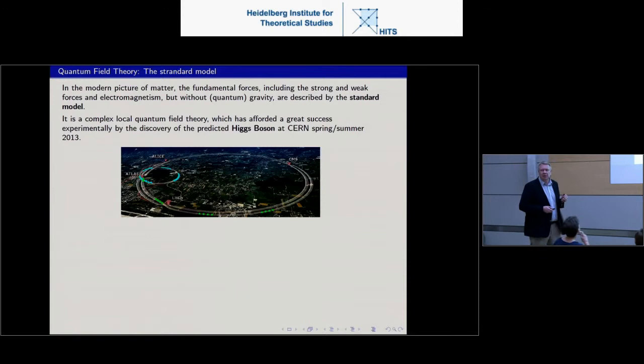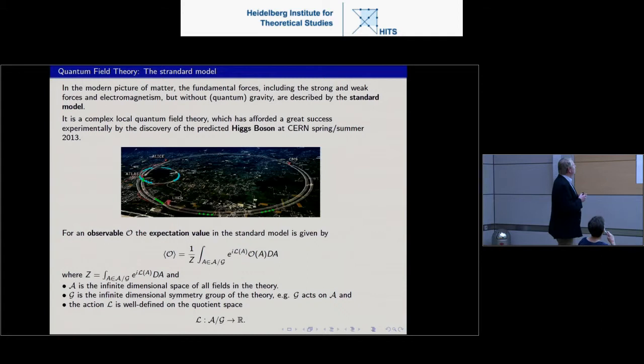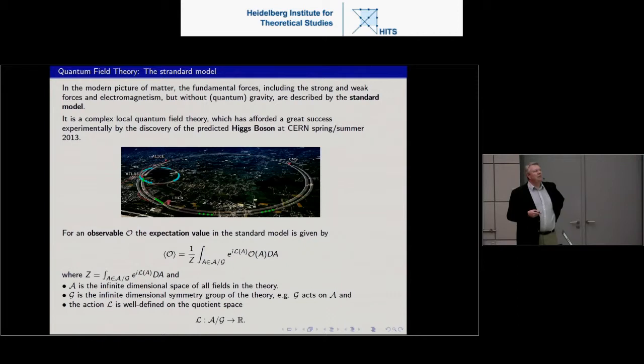Now, how is this related to Feynman path integrals? Well, if you have some observable, then the idea of Feynman path integrals is that you take an integral over some space. What is the integral over? You have some infinite dimensional space of fields in the theory that describes all the particles and matter content there is in the theory. But you are dividing by a huge symmetry group. So there is an infinite dimensional symmetry group that acts on the space of fields.